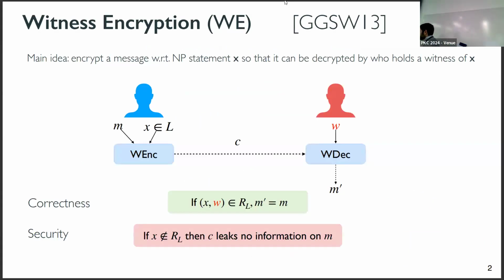So let me recall the notion of witness encryption as proposed by Garg et al. in 2013. The main idea is that this is an advanced encryption system that allows you to encrypt a message with respect to an NP statement X in such a way that anyone who holds a witness for X can decrypt. More precisely, when you encrypt, you bundle the message together with the NP statement X and produce a ciphertext. Then at decryption, you plug in a witness, and if this is a good witness for X, you recover the message. That's the correctness property. Instead, if the statement is not in the language at all, so there is no witness for it, then the ciphertext leaks no information on the message. I'll keep it informal, but this is defined with a semantic security style definition.